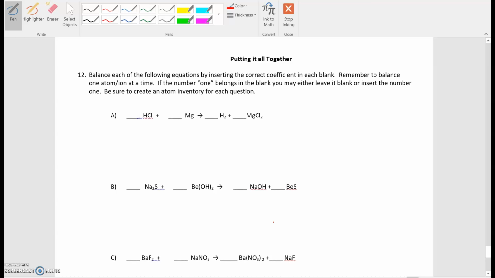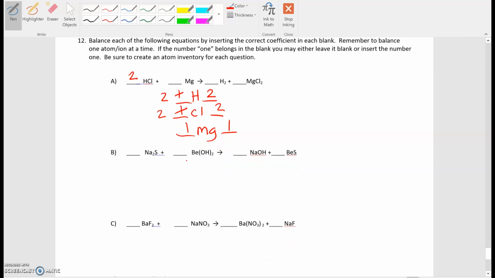All right, so with 12, I have hydrogen, chlorine, magnesium. Okay, so I'm just looking at subscripts here, and that's how I got my inventory. So if I put a 2 in front of HCl, that actually did 2 times 1 hydrogen, 2 times 1 chlorine. Everything's balanced. You can leave the rest of those blank.